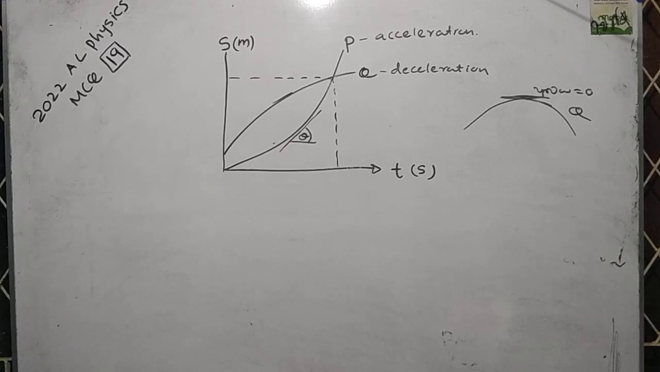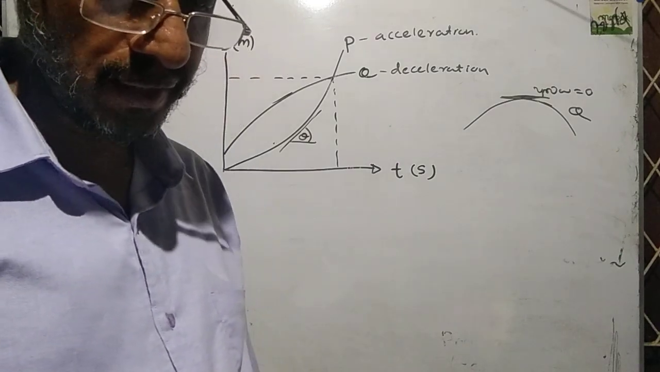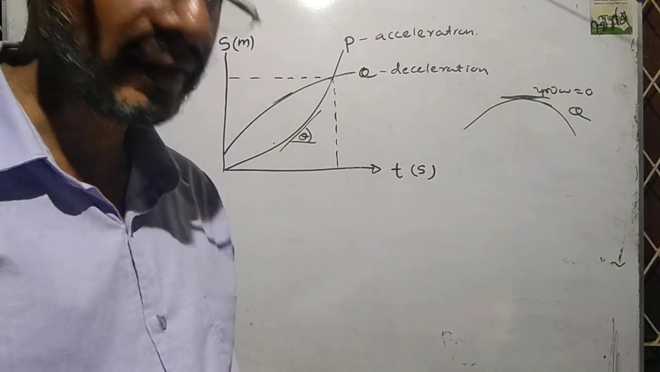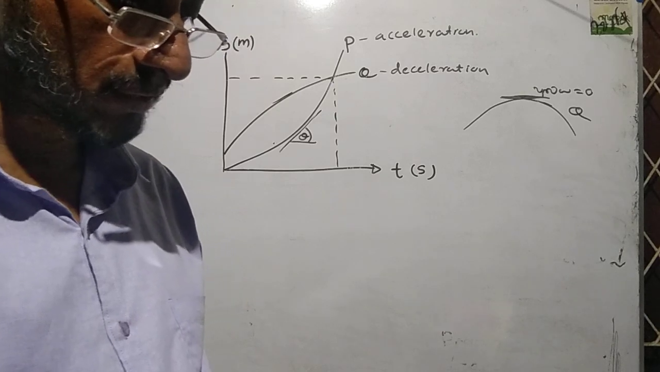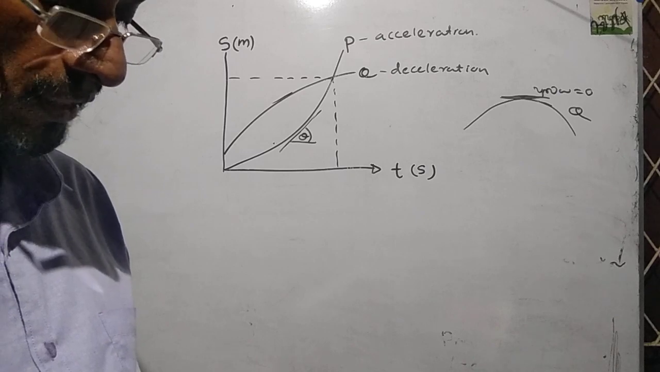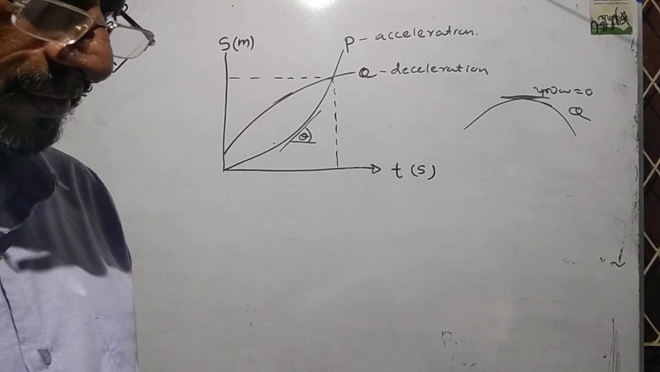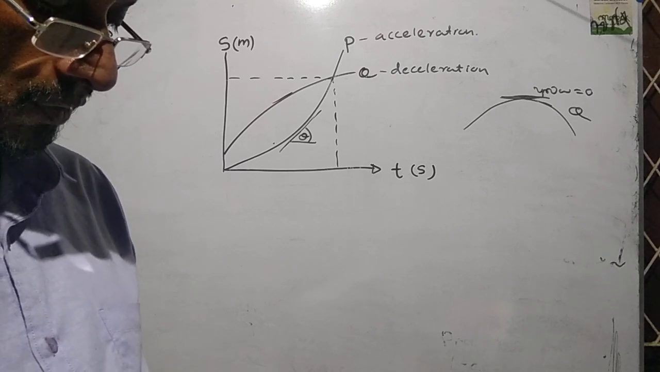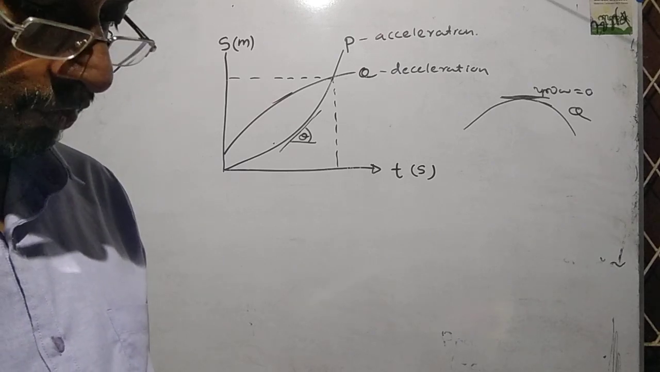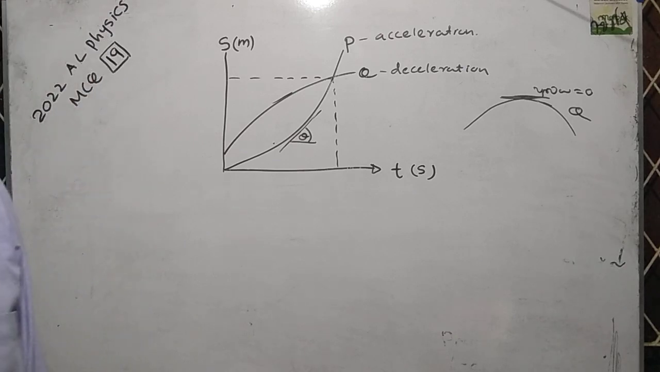2022 A-Level Physics MCQ question number 19. The figure shows the displacement time graphs of two objects P and Q moving along a straight line. Consider the following statements. Statement A: Both objects have velocities in the same direction. Statement B: Velocities of both objects increase with time. Statement C: Both objects have the same velocity at the crossing point of the two graphs.